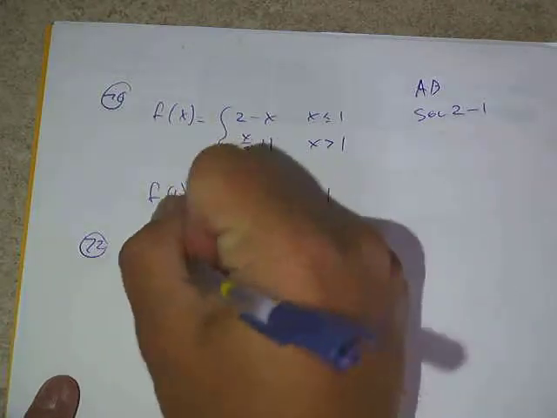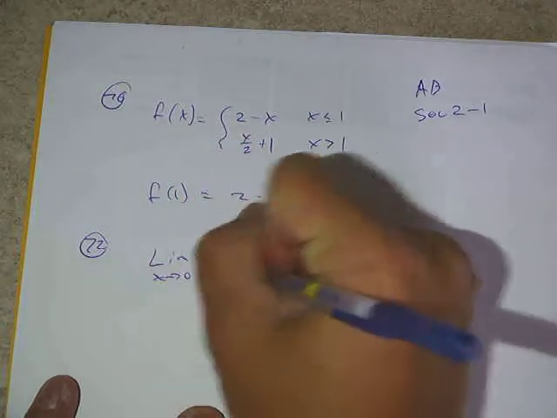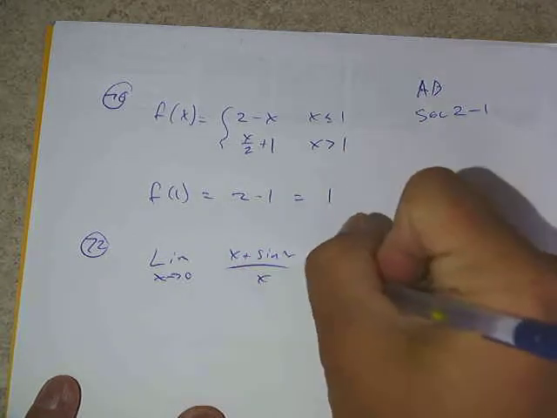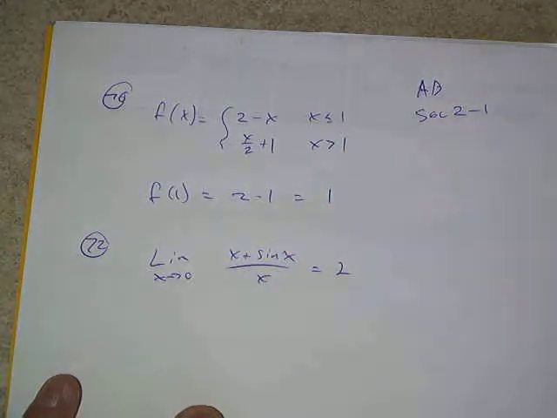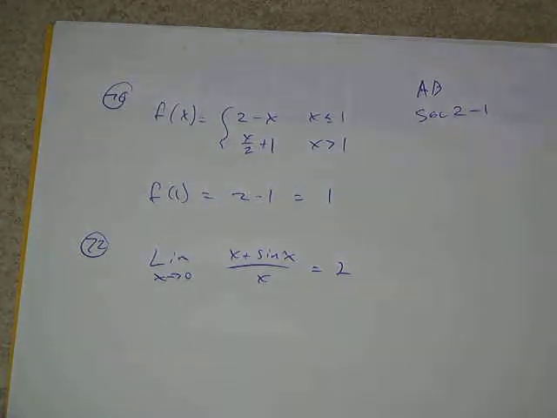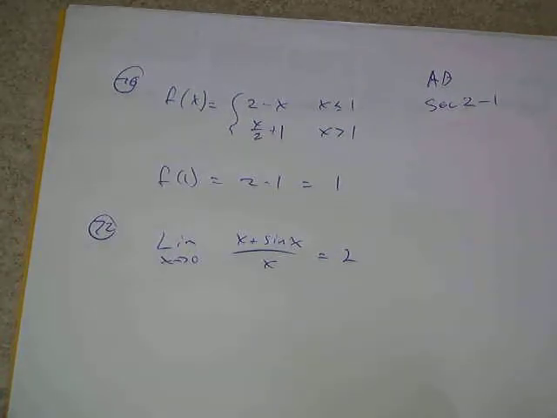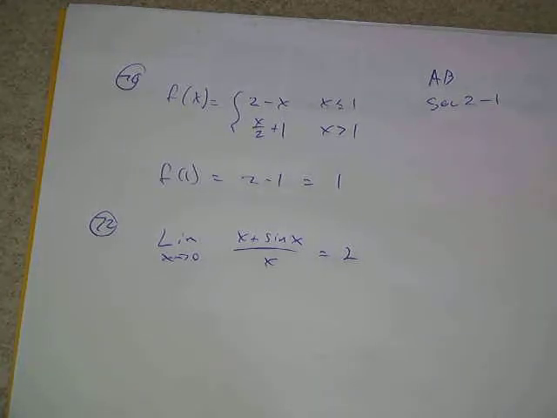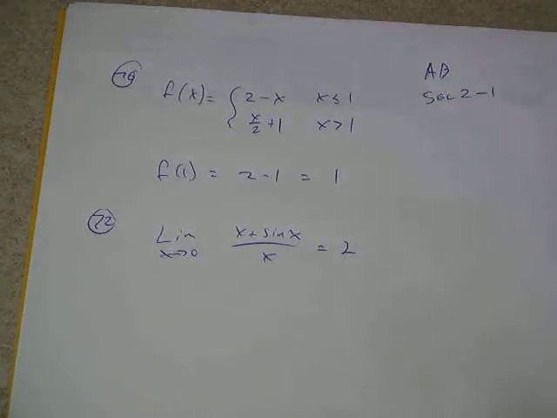And 72, it says the limit as x approaches 0 of x plus sine x over x is equal to 2. And the question is, is it true or is it false? The direct evaluation possibility is no good here, because if we put a 0 in there, we're going to get 0 on the bottom, so we can't do a direct evaluation at this point.